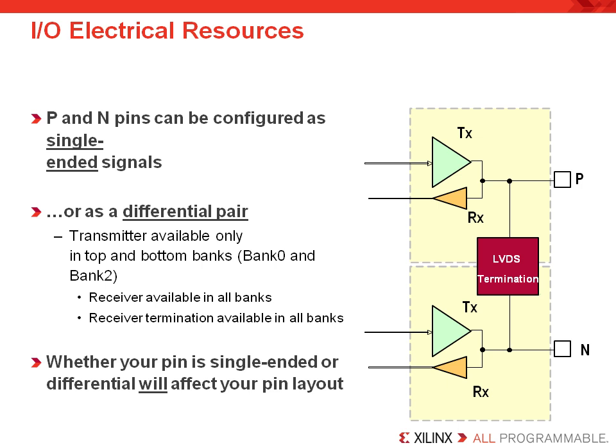This slide is just trying to show you how differential pins work in Xilinx FPGAs. Each pin in the device can be configured as single-ended, and most can be configured as differential. The differential transmitters are available only in the top and bottom I/O banks, specifically Bank 0 and Bank 2. The differential receiver and the receiver termination are available in all I/O banks. Note that these limitations have an impact on your pin layout, so be sure to plan on laying out your differential transmitter pins properly and early in the design flow.